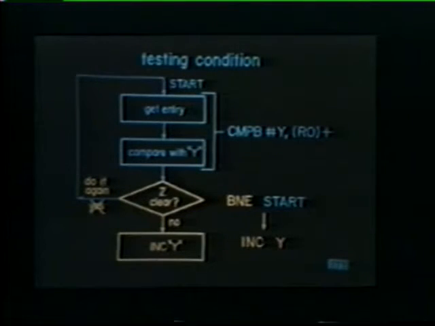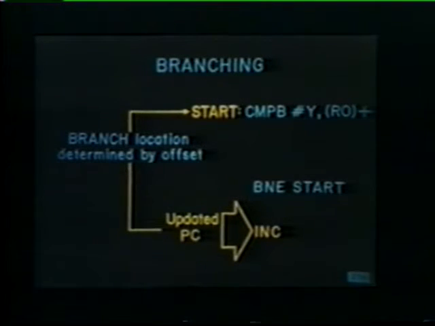The BNE start instruction looks for a not equal or Z bit clear condition. However, we know now that an equal condition exists and the Z bit is set. Therefore, the program does not branch, but goes to the next sequential instruction, which is increment Y. Notice that the BNE start instruction causes a branch back to the location labeled start. This branch location is determined by the offset value contained in our BNE instruction.